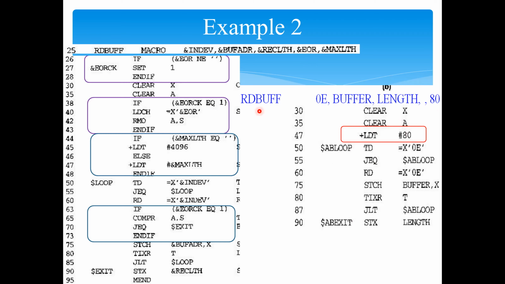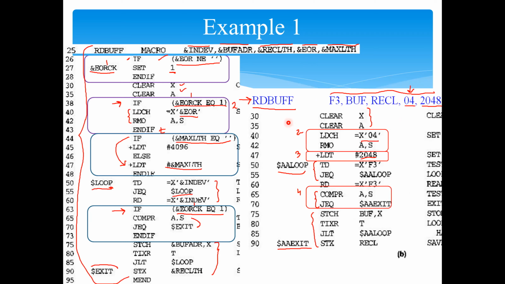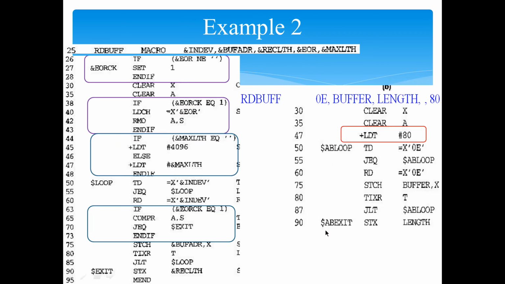So this is a next macro invocation. The first invocation was this one, and this is how the body looked like. And this is a next macro invocation. So let us try to understand this invocation also. So it starts with if condition. So if &EOR is not equal to null. But here the fourth parameter is null. Null value is passed in this invocation. So this is not equal to null becomes false. Therefore, this will not be set. EORCK will not be set.